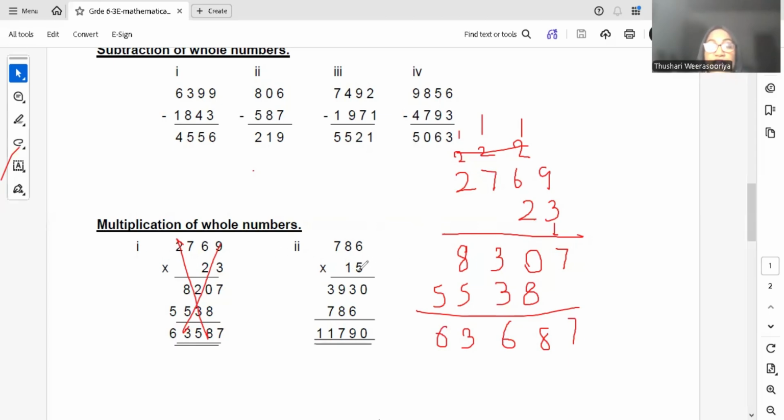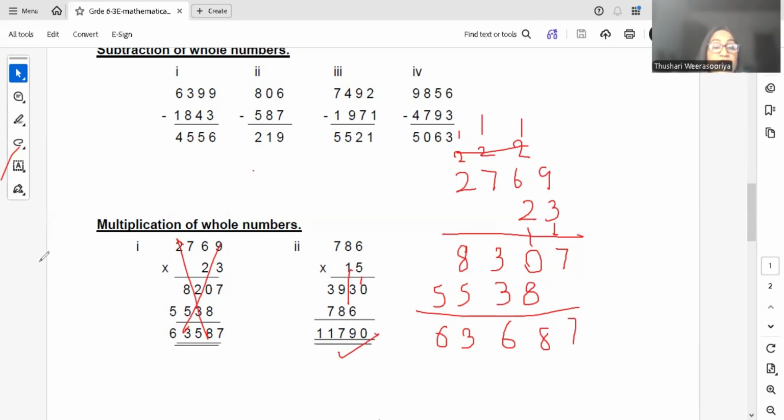Now we'll go to the second example. 5 times 6 is 30, 3 is remaining. 5 times 8 is 40, plus 3 is 43. 5 times 7 is 35, plus 4 is 39. Then 1 times 6. See, I write it under 1. That is very, very important. I wrote 0 here, that's under 1. The place value is very, very important. Then you add, and you get the answer.